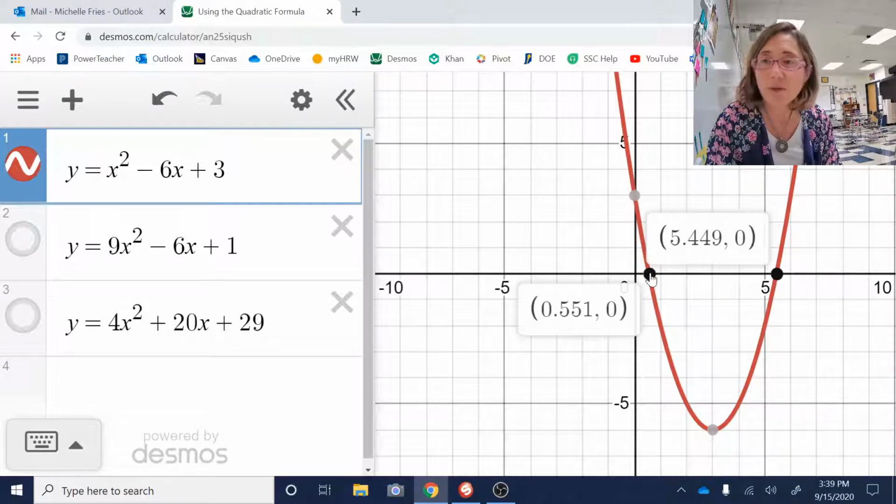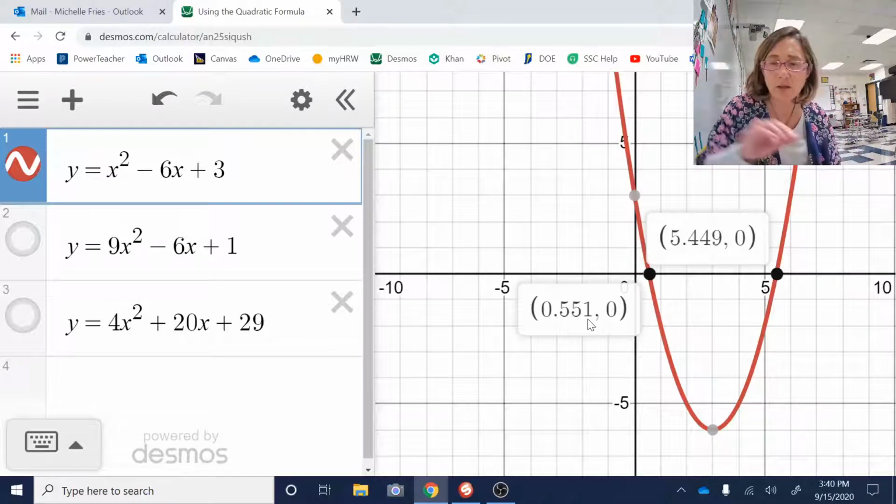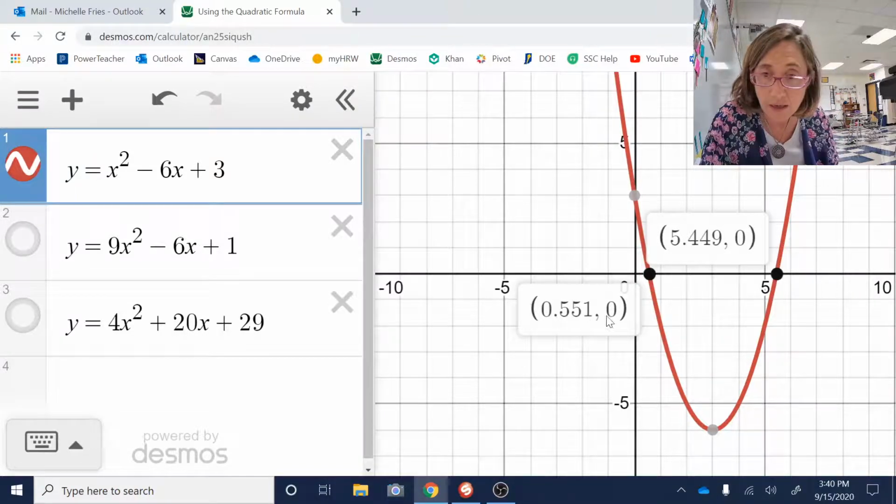Now here's where Desmos is not as good as doing this using algebra. Desmos gives us these decimals, and it's rounding to 3 decimal places. That's not super accurate. These are irrational answers that we just came up with, but let me show you what they are. Here, let me write them down, the decimals. I know you can't see this, but I'll show you in a minute. 0.551 and 5.449. So 2 solutions because there are 2 x-intercepts here.